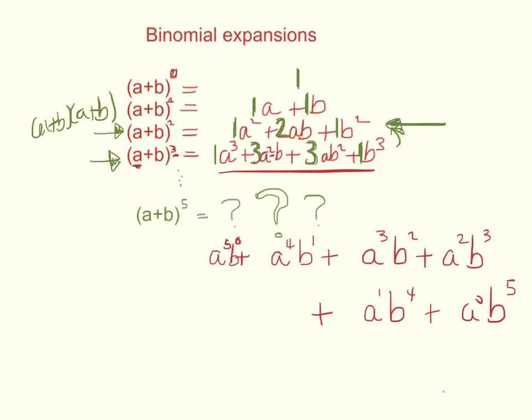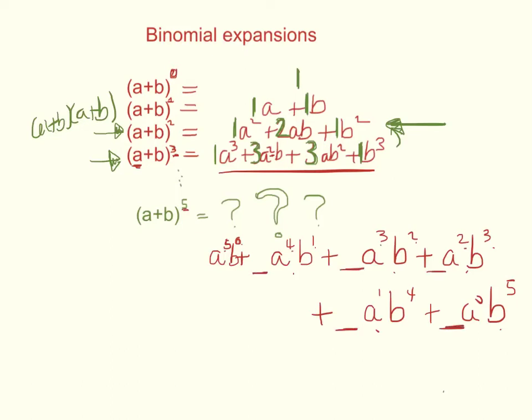So you start off with a being to the power of 5 and b being to the power of 0. Then the power of a goes down and the power of b goes up. And this continues to happen for every term. But all the time, the sum of the powers is 5, which is this number here. So look, 5 plus 0, 4 plus 1, 3 plus 2, 2 plus 3, 1 plus 4, and 5 plus 0.